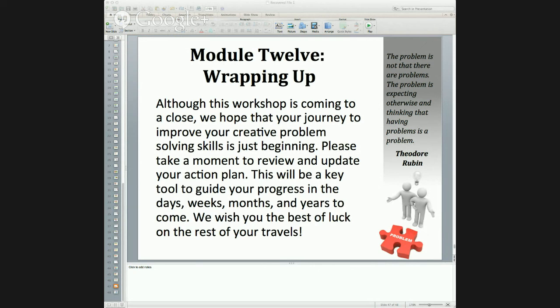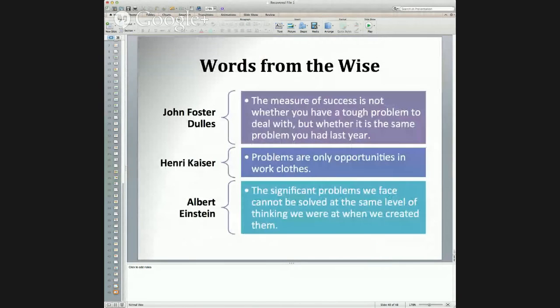Although this workshop is coming to a close, we hope that your journey to improve your creative problem solving skills is just beginning. Please take a moment to review and update your action plan. This will be a key tool to guide your progress in the days, weeks, months, and years to come. We wish you the best of luck on the rest of your travels.